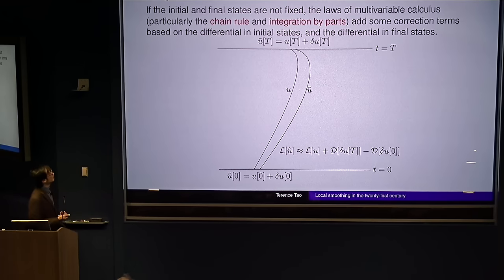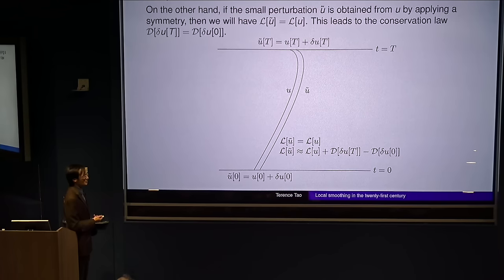You can work out what those correction terms are by calculus. Basically you apply a very fancy, infinite dimensional chain rule, and also an integration by parts. But basically you can generalize. Once you know that you're already stationary when the endpoints are fixed, once your endpoints are moving, you are stationary up to a correction.